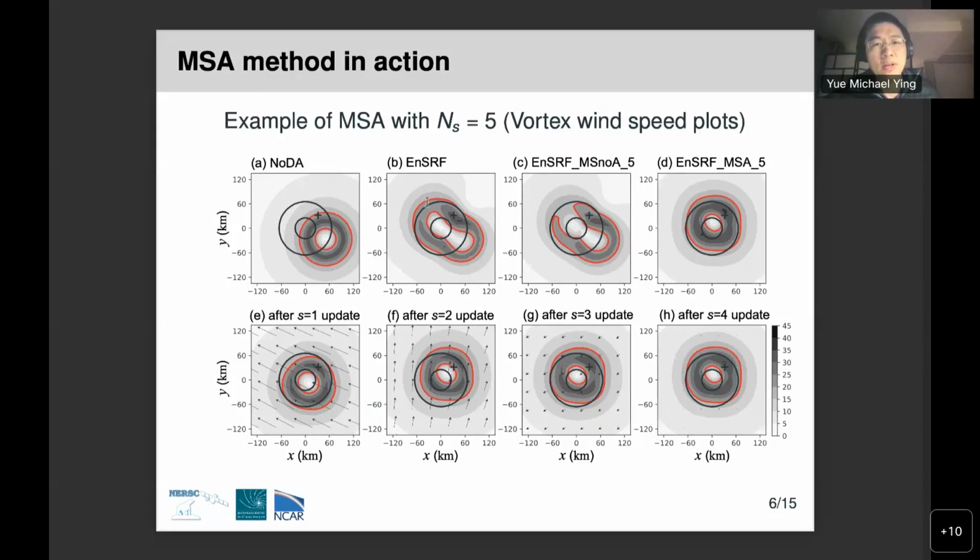So you end up with the elongated shape of the vortex. Certainly you don't want that in your ensemble members, and the forecast certainly won't work very well.